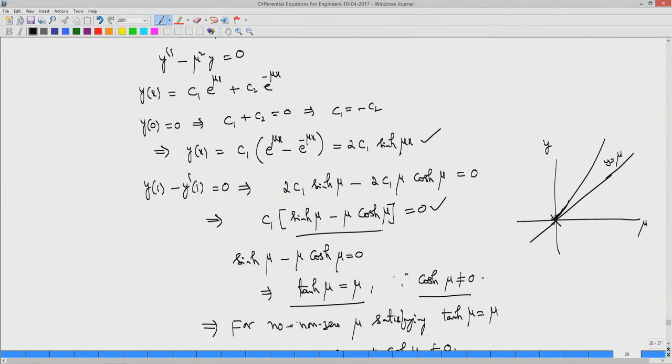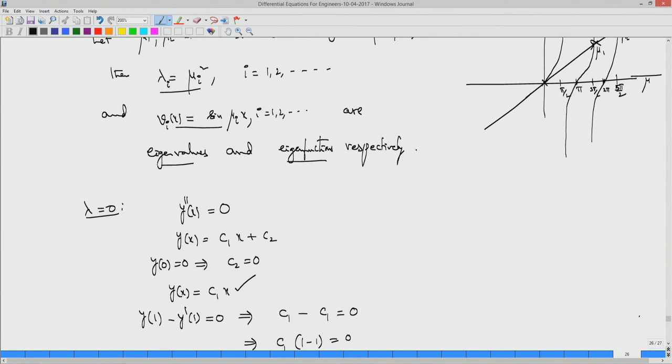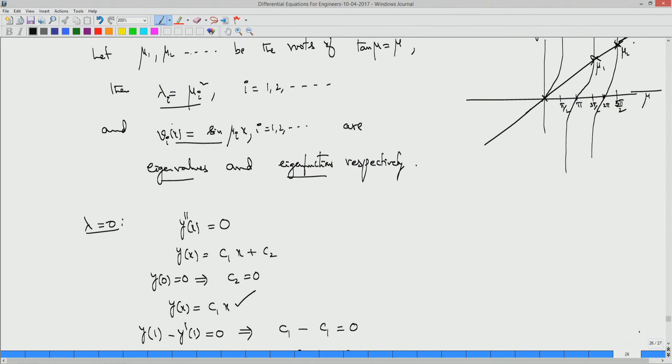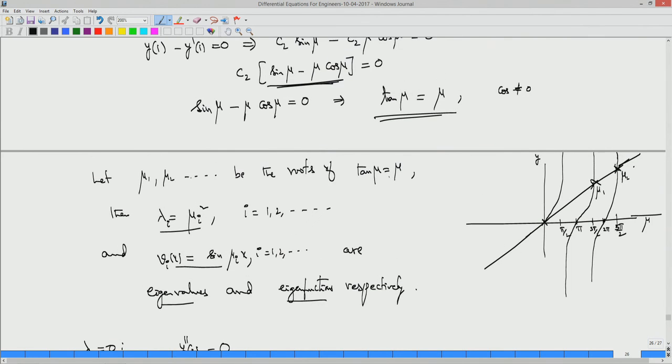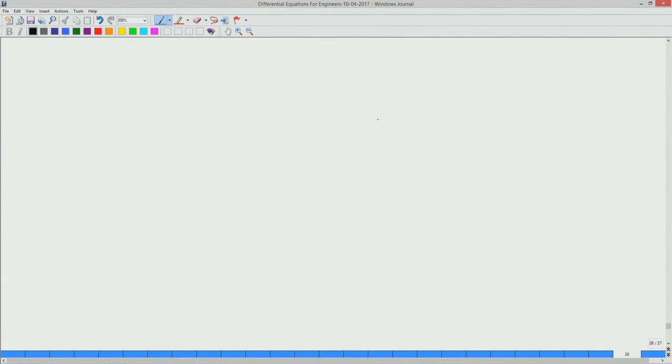So, what you found is finally you have one eigenfunction corresponding to 0, and the other eigenvalues and eigenfunctions, which are the mu i's, sin mu i x. The mu i's satisfy tan mu equal to mu. So, now you know what your eigenvalues and eigenfunctions are. As usual, you can write the Fourier transform and Fourier series in this case.